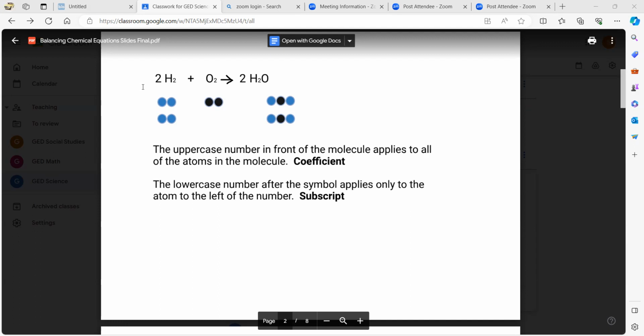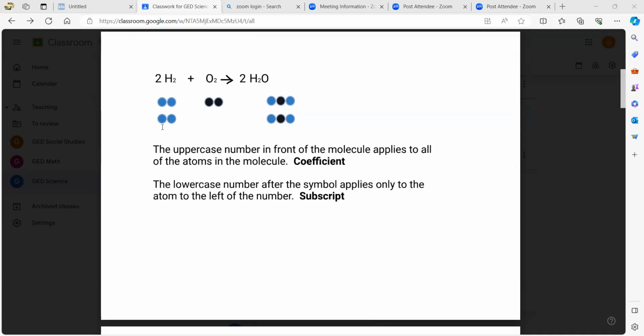Okay, so let's talk about what the coefficients and the subscripts mean. So the subscript, the little number, this 2 means there are 2 hydrogens in this molecule. So each molecule has 2 hydrogens, 1, 2. So what does this big number, the coefficient, mean? That means there are 2 H2 molecules. So each molecule has 2 hydrogens, 1, 2, and there are 2 total of the H2 molecules. So 1, 2, and 1, 2.